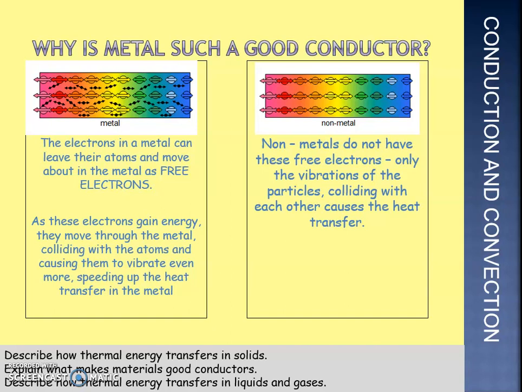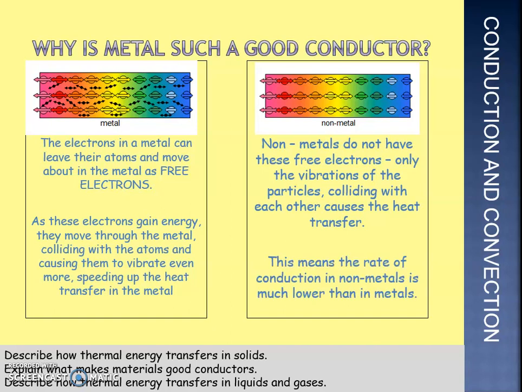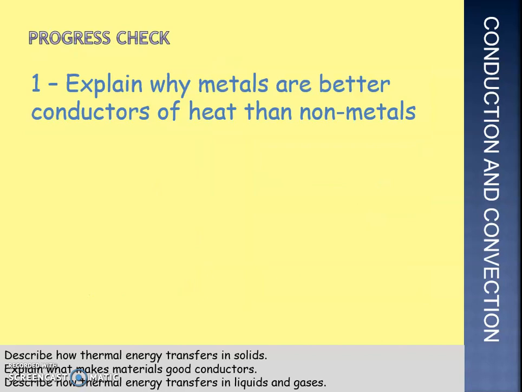In non-metals, they don't have these free electrons. They only have the vibrations of the particles to pass that heat energy on. So the electrons aren't there. There isn't this extra boost to get that heat energy through. So the rate of conduction in non-metals is much lower than in metals. Metals are much better conductors because of these free electrons that can move freely through the material. Okay, quick progress check. Explain why metals are better conductors of heat than non-metals.